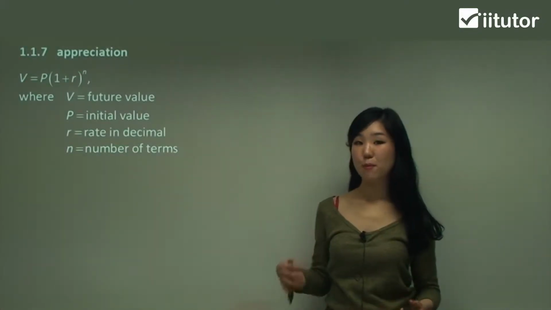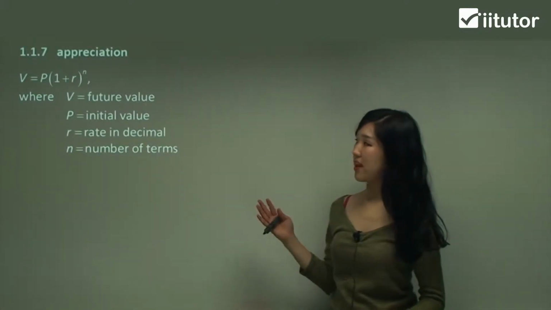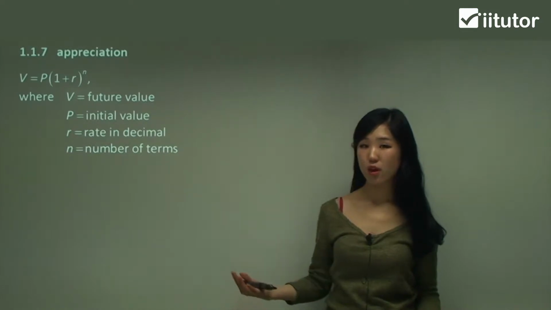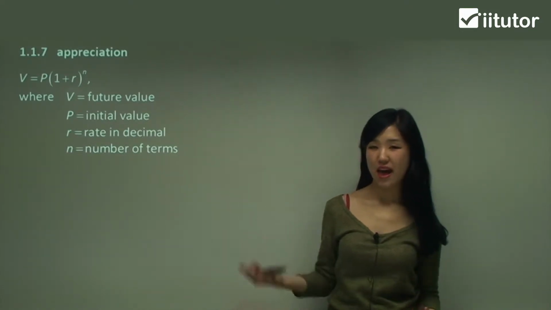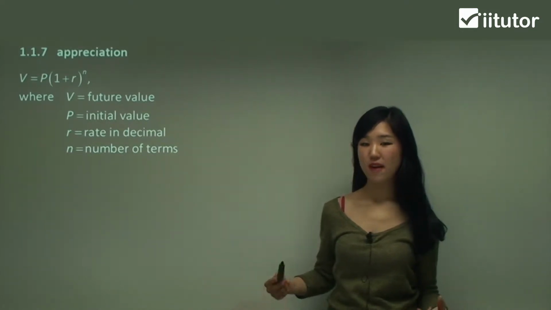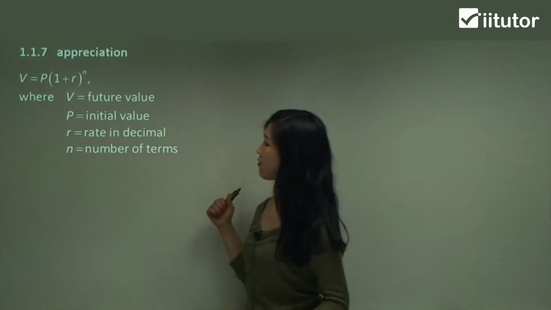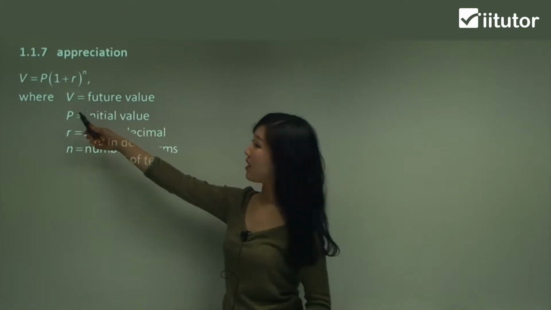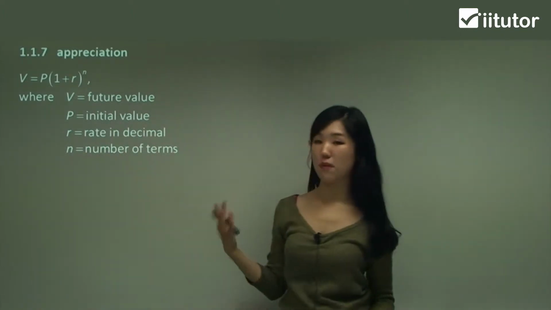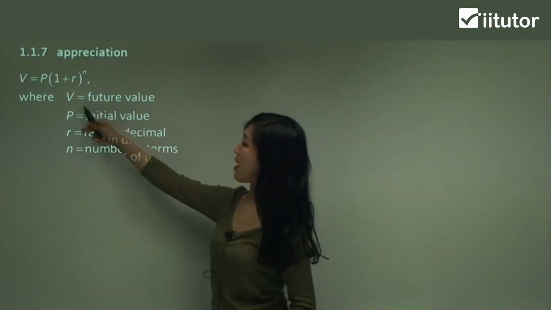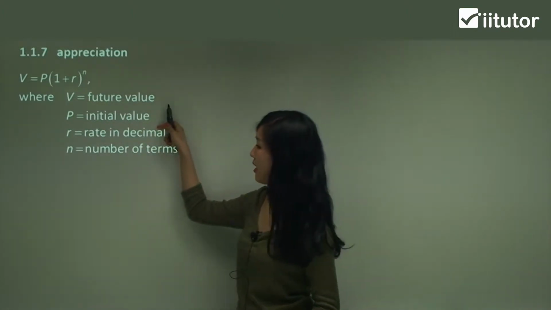Now we're going to be looking at appreciation. This is when the value of something increases over time, such as land, or when inflation happens, the value increases over time, doesn't it? So the appreciation formula is V equals P times (1 plus R) to the power of N, where V is our future value.